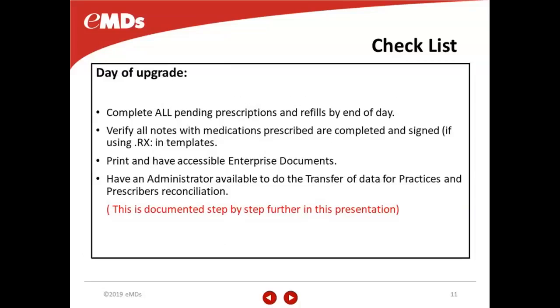So moving on to the next part of the checklist is to complete all pending prescriptions and refills. I just said that information that goes through. Verify all notes with medications prescribed are completed and signed off on the day of there if you're using the .rx or information that comes onto this. Print and have accessible enterprise documents just for staff.